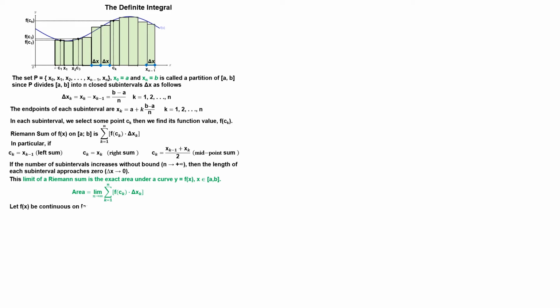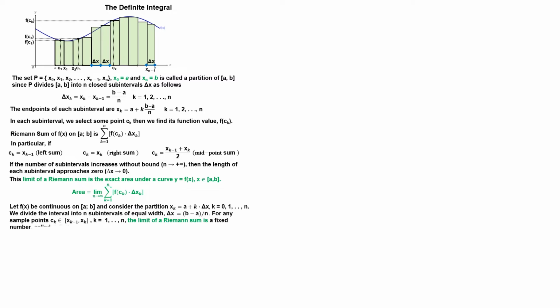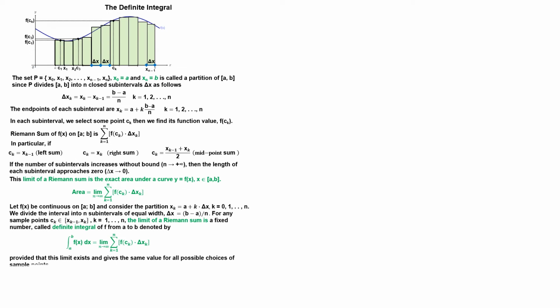Let f of x be continuous on [a, b] and consider the partition x sub k. We divide the interval into n subintervals of equal width, delta x. For any sample points c sub k, the limit of a Riemann sum is a fixed number called the definite integral of f from a to b, denoted by, provided that this limit exists and gives the same value for all possible choices of sample points. The number a is the lower limit of integration, and the number b is the upper limit of integration.